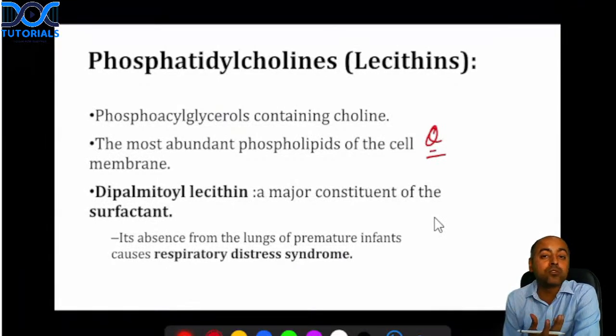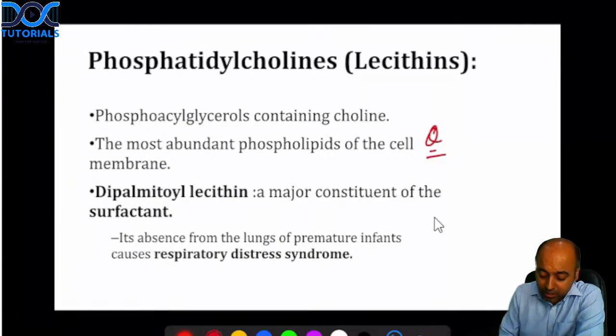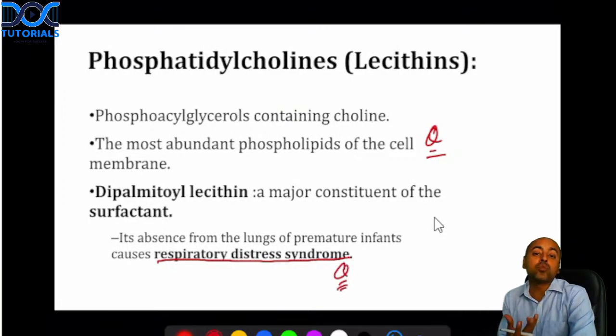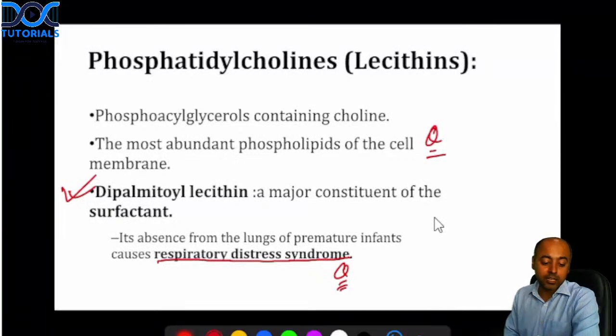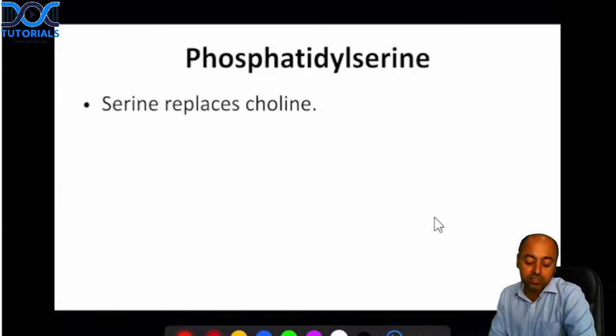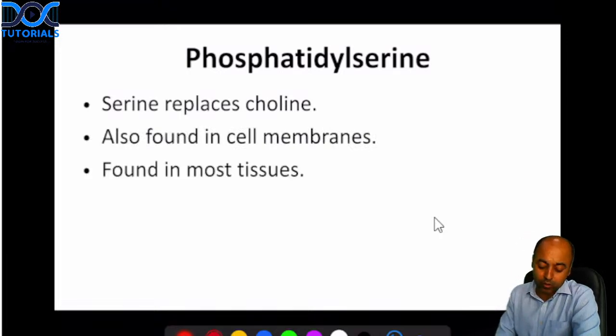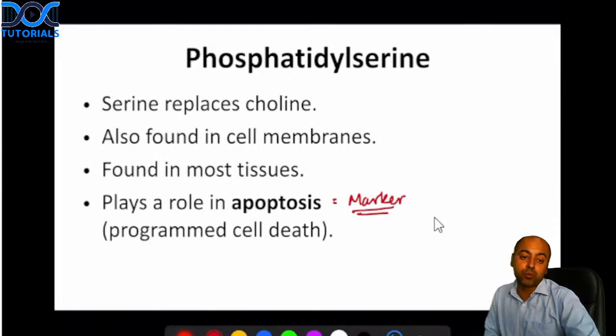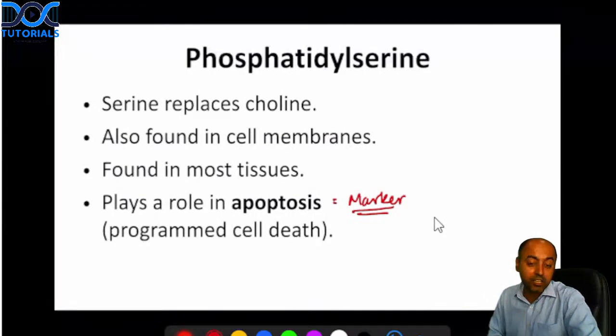Some individuals are born premature, and there the production has not yet started. It can give rise to respiratory distress syndrome. So the question is asked: in respiratory distress syndrome, there is deficiency of. Your answer will be dipalmitoyl lecithin. Then we have phosphatidylserine. In place of choline, we have serine, and this is important because it is the marker of apoptosis. So phosphatidylserine is very important.